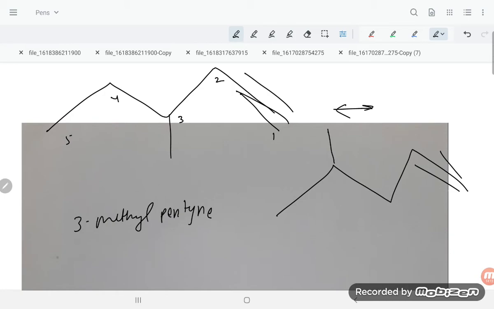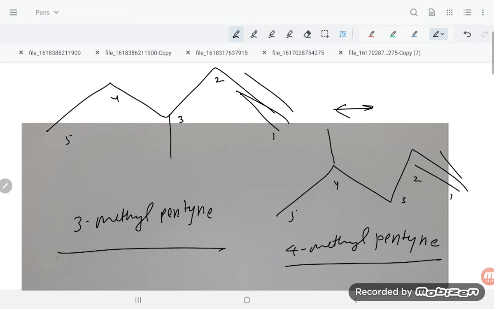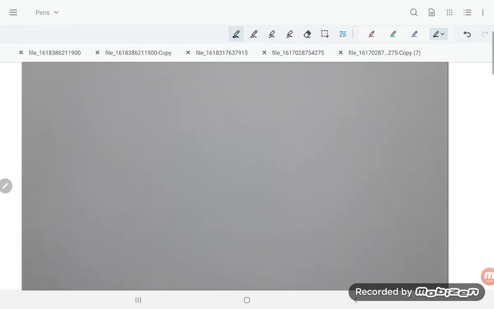Okay, and here what is coming is 1, 2, 3, 4, 5, and it is 4 methyl pentyne. 4 methyl pentyne, 3 methyl pentyne and 4 methyl pentyne. This is the correct answer, dear students. So here the methyl position is 3 and this is 4, so it will come under position isomerism. Last one is functional isomerism.